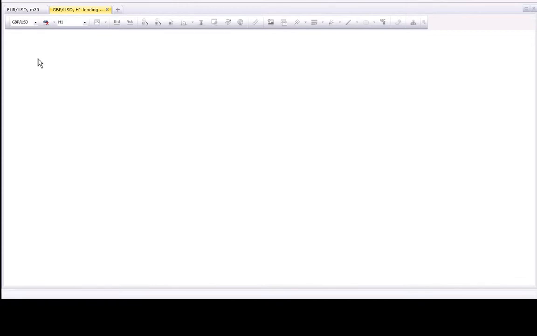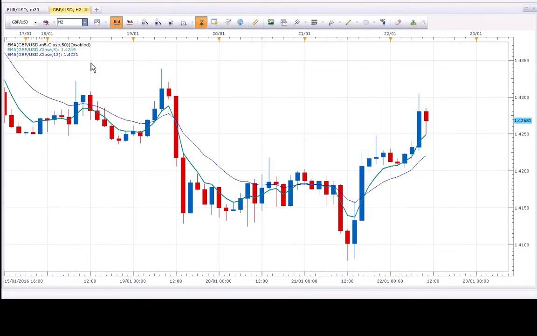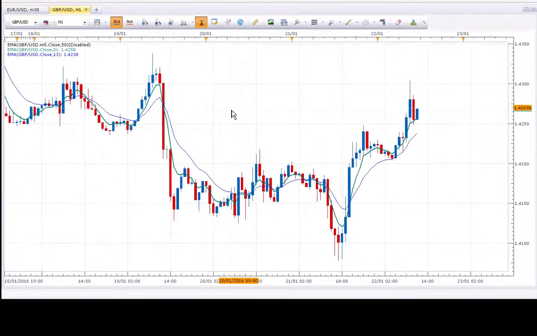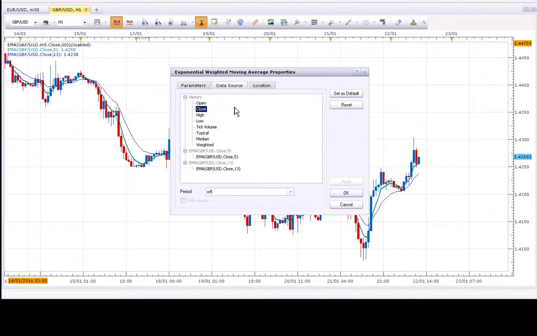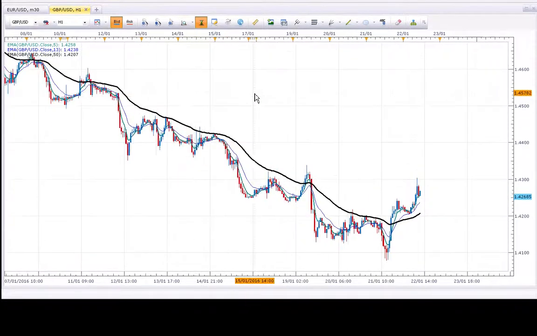Now that 50 period moving average trend indicator probably won't work now because I've moved to a 1 hour chart. I say a 1 hour chart, there we go. It's just lagging a little bit. There we go. Let's just go and re-enable that one. There we go. So clearly bearish.